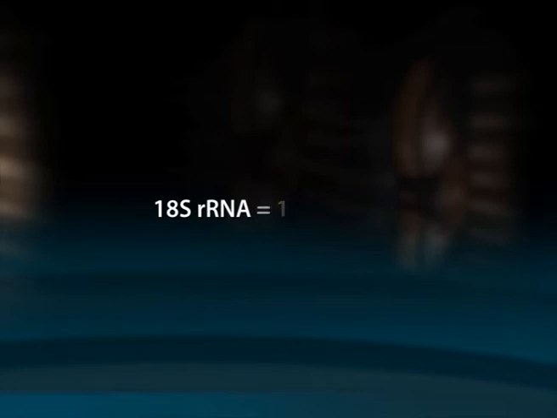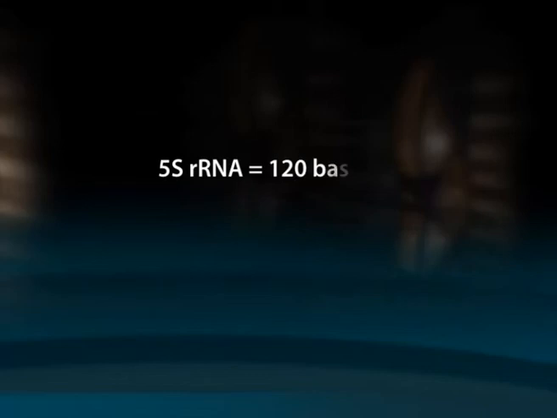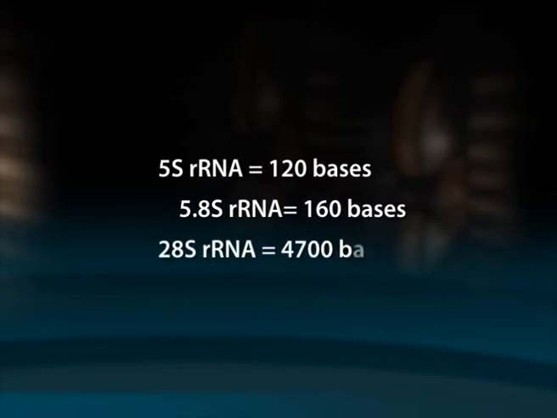The 40S subunit of eukaryotic ribosome contains one rRNA, that is 18S rRNA, which is about 1900 bases, and about 35 different proteins. The 60S subunit contains 3 rRNAs: 5S rRNA, about 120 bases, 5.8S rRNA, that is 160 bases, and 28S rRNA, about 4700 bases, and about 15 proteins.